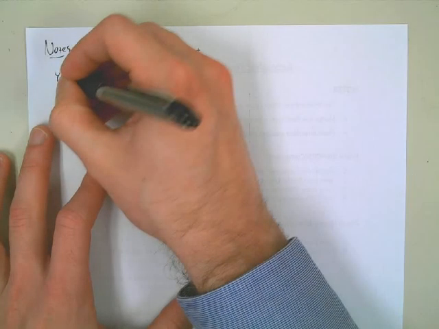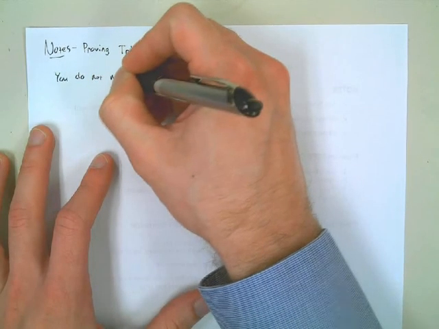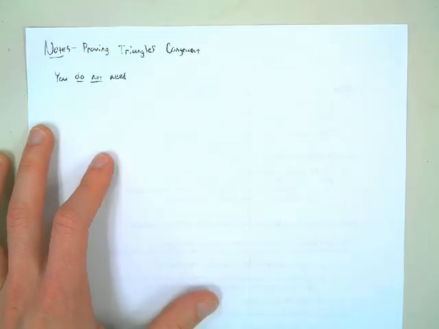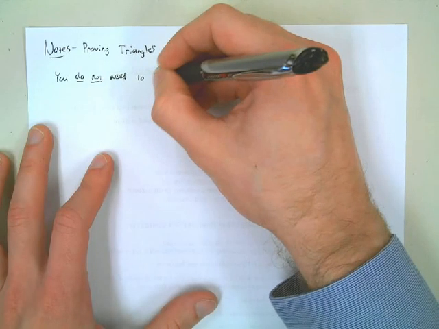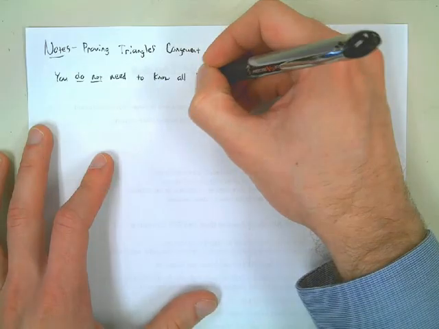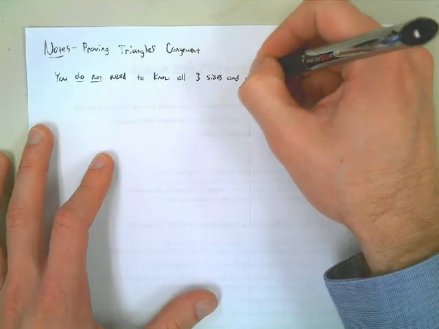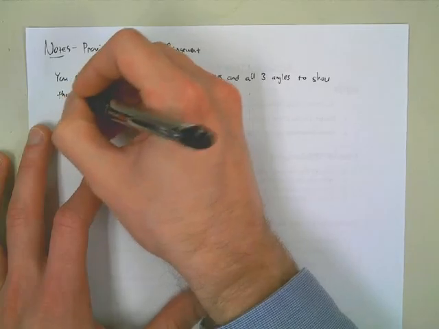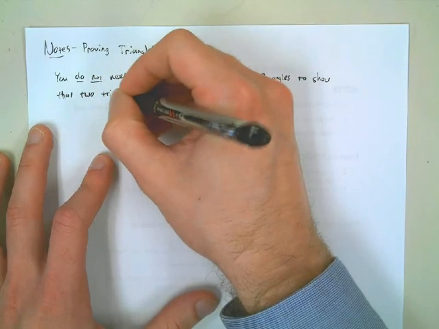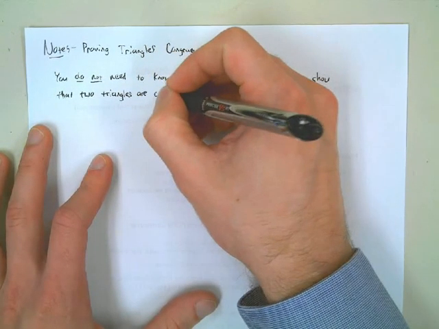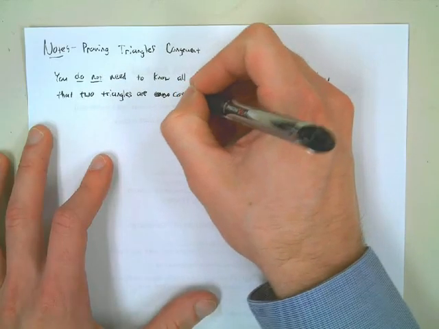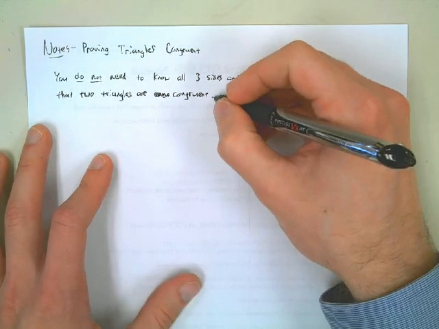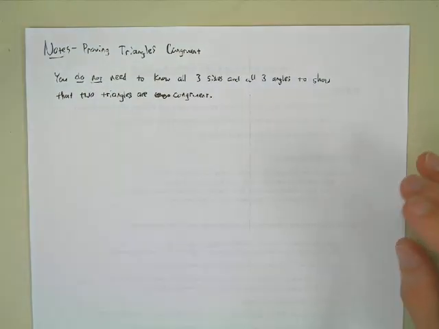Okay. So, to prove triangles congruent, I'm going to start by asserting the fact that you do not need to know all three sides and all three angles to show that two triangles are congruent. Certainly, if we know that all three sides of one triangle are congruent to all three sides of another triangle, and that all three angles of one triangle are congruent to all three angles of another triangle, we know those triangles will be congruent. But that's excessive information.